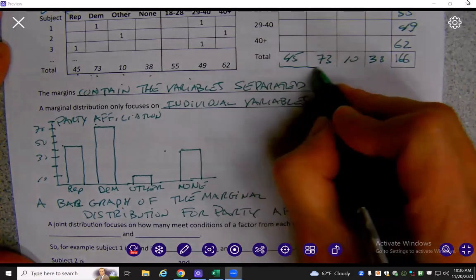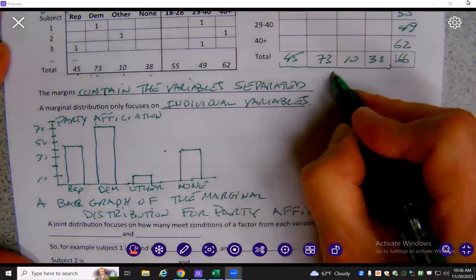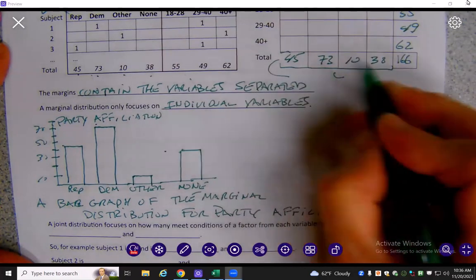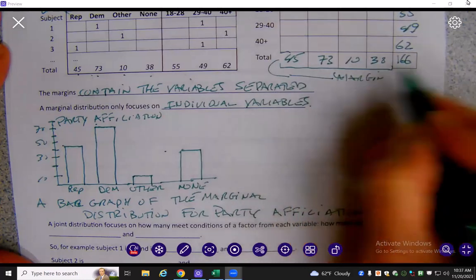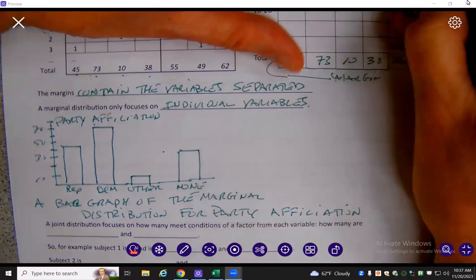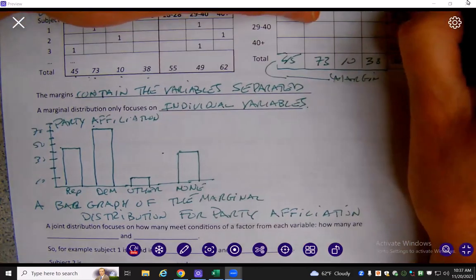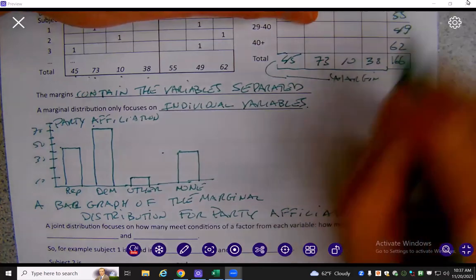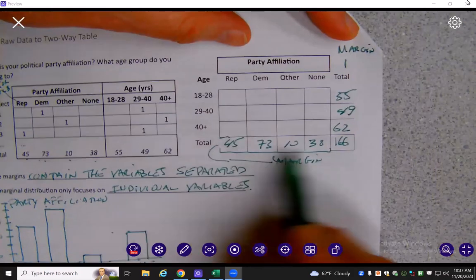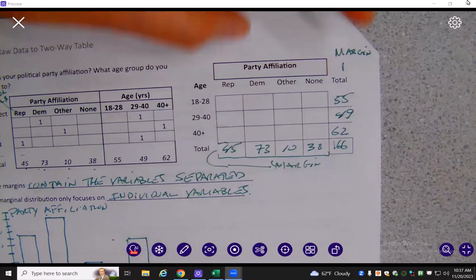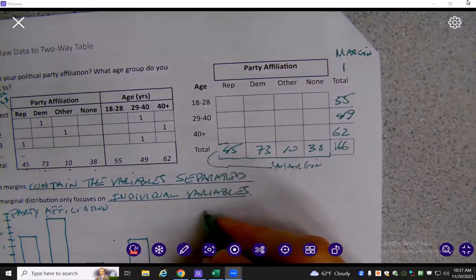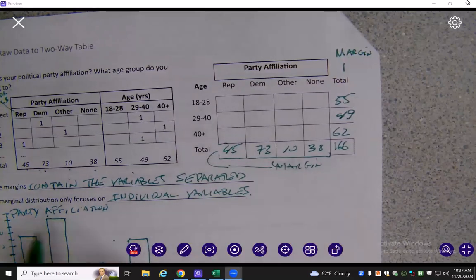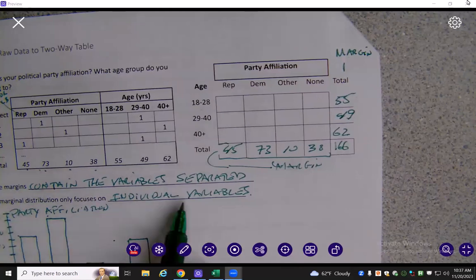So again, this is a margin. That's a margin. And this is the margin up here too. So I have my margin here and the other margin is right there. So when we look at margins, the two variables are separated. Okay, so the margins contain the variables, but separated, right?